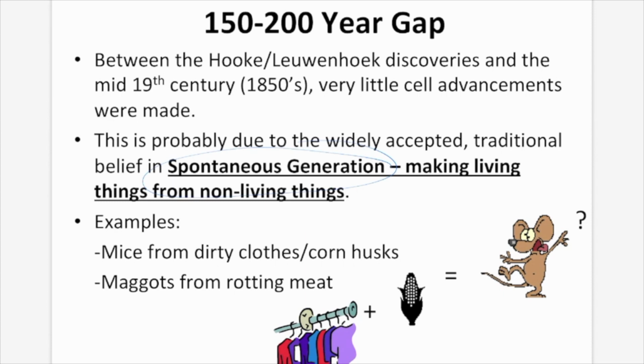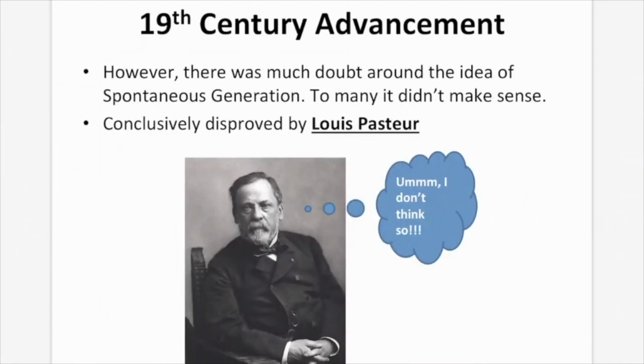They'll just materialize seemingly out of nowhere, out of the meat. But of course the maggots aren't created from the rotting meat. They are living things that are placed there and then they develop. Right? Same thing with the mice. Mice are attracted to these things. They don't develop from the corn husks. They're attracted to them. 19th century advancement.